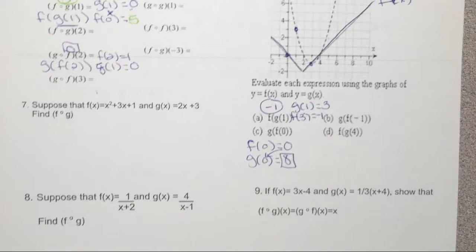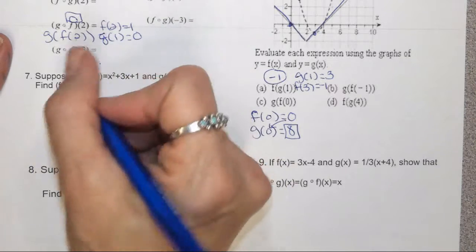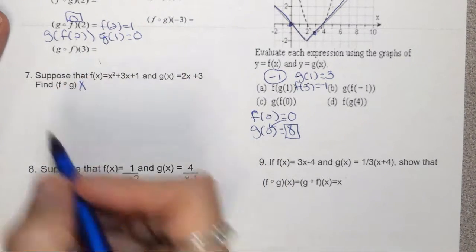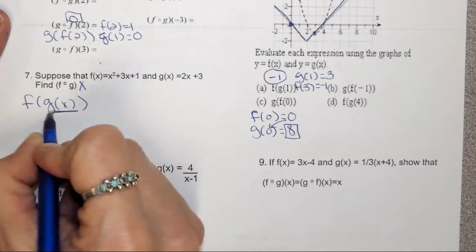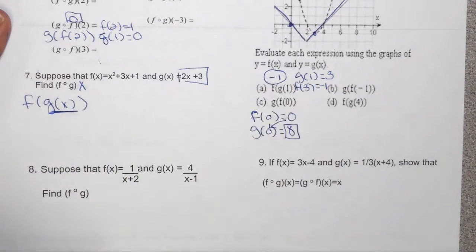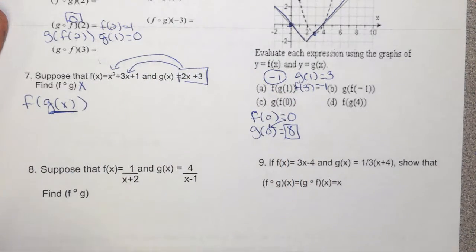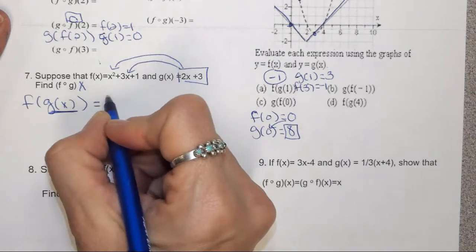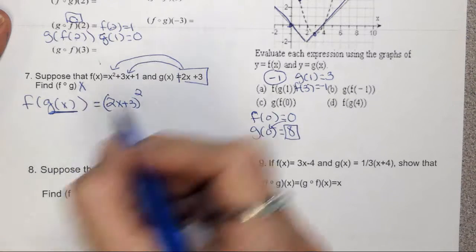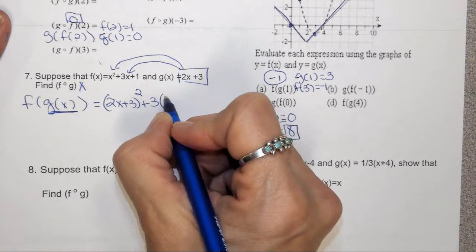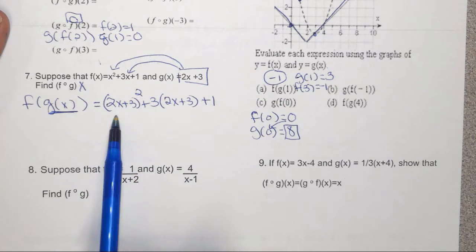Okay. On number 7 and 8, they don't tell me what to plug in. And if they don't tell you what to plug in, you're going to assume they want you to do x. So f of g of x. So they want me to take my g of x function, 2x plus 3, and plug it in to my f of x function everywhere I see an x. So I'm going to have (2x plus 3) squared plus 3(2x plus 3) plus 1. So that's the plug-in step.